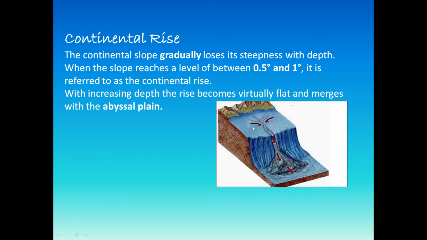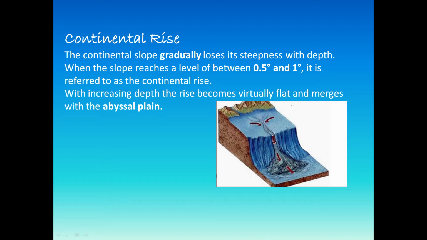So after the continental shelf and slope, there is a small rise in the ocean. This small rise is called the continental rise. It is not necessary that it is present in every ocean feature. Sometimes it is absent, and the continental slope straight away meets the plain.